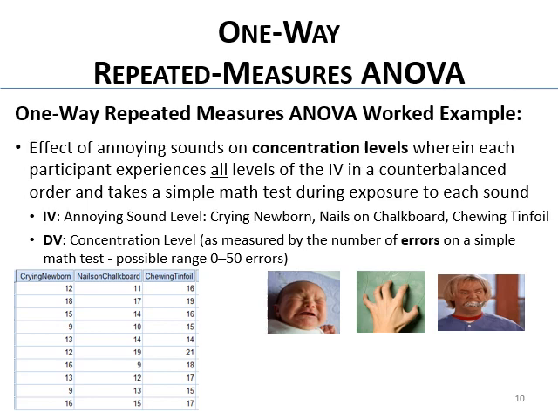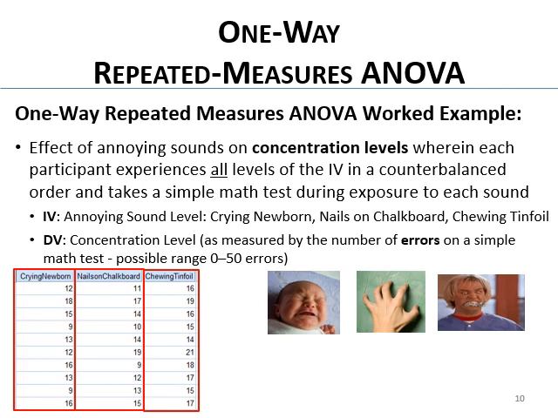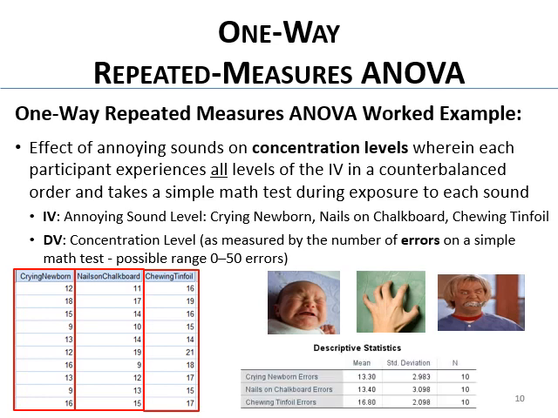The way the data are set up is kind of like the paired t, except there are 3 columns in this case. Each column is both the independent variable and the dependent variable score. That's the number of errors people made under crying newborn, the number of errors under nails on a chalkboard, and the number of errors chewing tinfoil. When you look across a row, it's the same person under all 3 conditions.